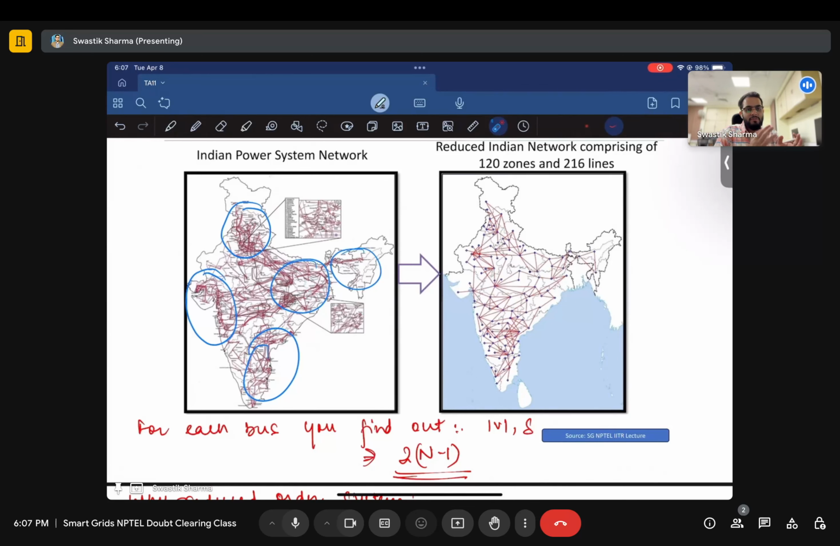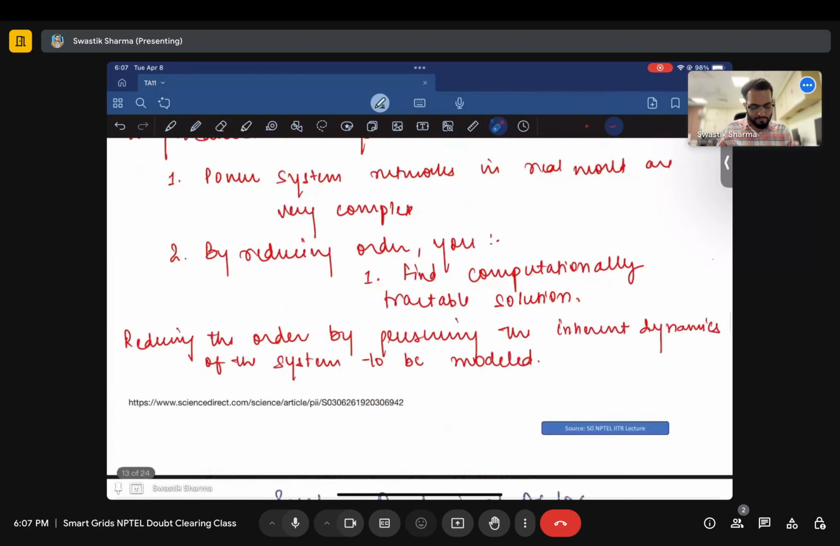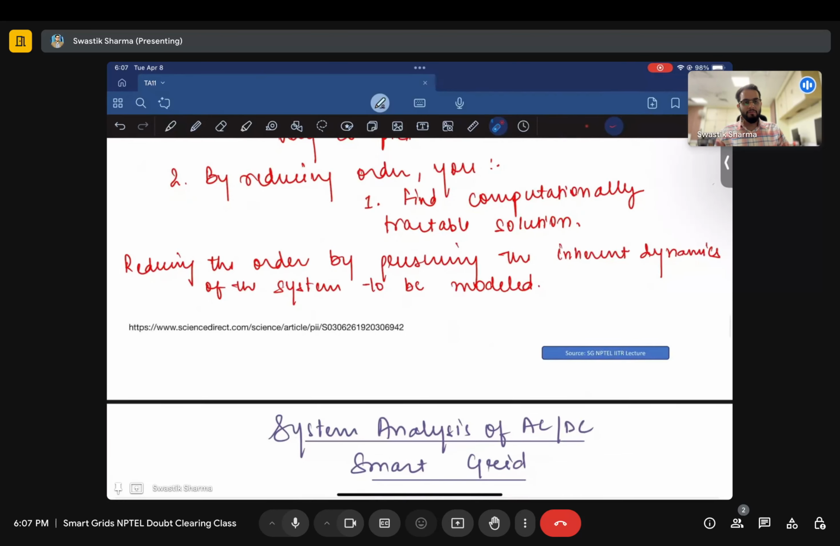And what you'll have is a 5 bus system, but you won't be able to maintain the inherent dynamics of the system because you have reduced too much. From 6034 buses, you have come down to 5 buses, right? So that is not something you want to do. So how do you do it? I won't go into detail. There are mathematical models that are being developed which are used to check how the dynamics behave by keeping the buses at whatever level that you want to keep.